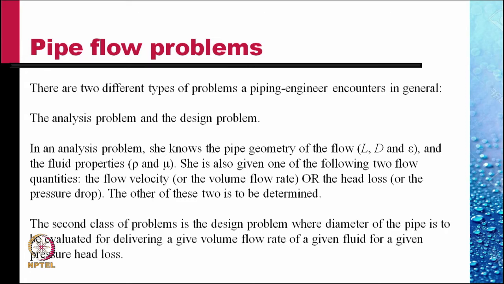On the other hand, a design problem is one where the diameter of the pipe to carry a given flow rate for a given pressure head loss is to be determined. So, we have to determine what size of pipe we should use to carry a given flow rate with a given pressure difference. The first type of problem, the analysis problem, is easier than the second class of problems.